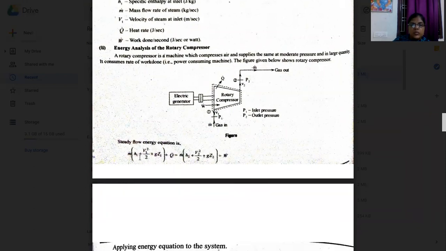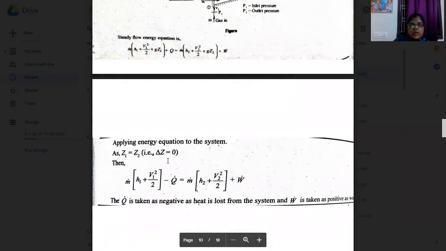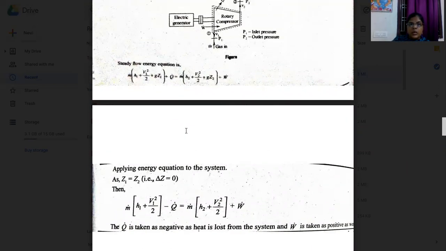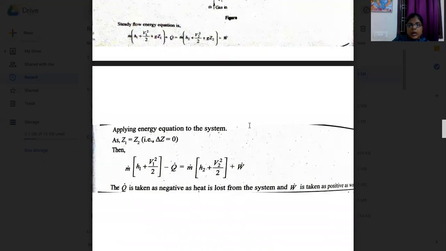What do we know as the steady flow energy equation? We know the steady flow energy equation. So what are the terms for the compressor? Here also potential energy is 0. So m dot (h1 plus V1 square by 2) and here also we take Q as negative, as heat is lost from the system. When it is compressed in the compressor, heat is lost from the system, and work is taken as positive here also.